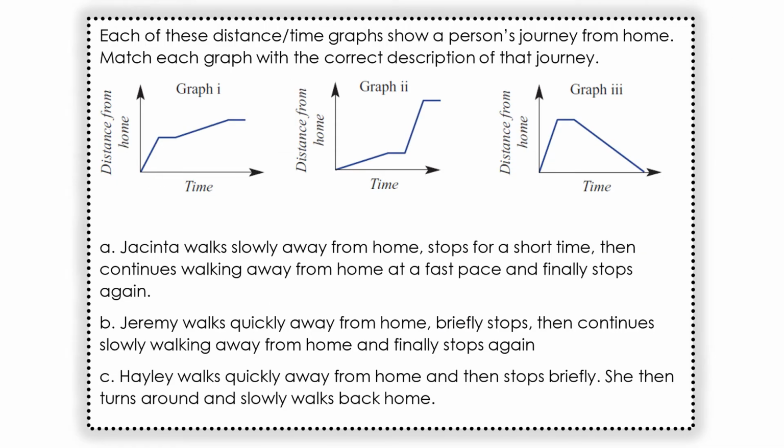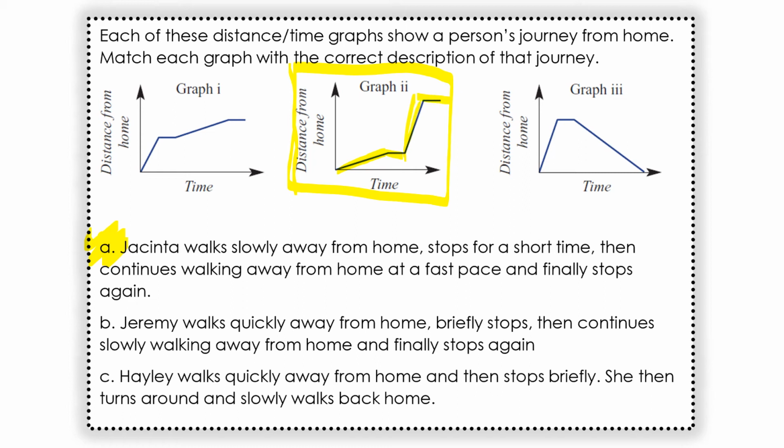Okay, so each of these distance/time graphs shows a person's journey from home. Match each graph with the correct description of that journey. So, A. Jacinta walks slowly away from home, stops for a short time, then continues walking away from home at a fast pace, and finally stops again. So A is going to be our middle graph. She starts walking slowly away from home, she stops, she walks quickly away from home, which is a steep incline, and stops again.